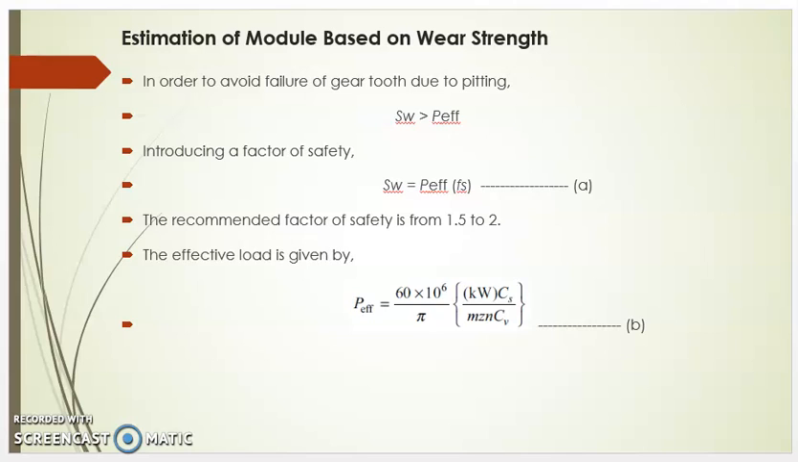Now, estimation of module based on wear strength. In order to avoid failure of gear tooth due to pitting, we know that Sw should be greater than P effective. That is, wear strength should be greater than P effective. Therefore, introducing a factor of safety, Sw is equal to P effective into factor of safety, equation A. The recommended factor of safety is from 1.5 to 2. Therefore, we know that the effective load is given by P effective is equal to 60 into 10 to 6 divided by pi into bracket kilowatt into Cs divided by m Zp n into Cv, equation B.